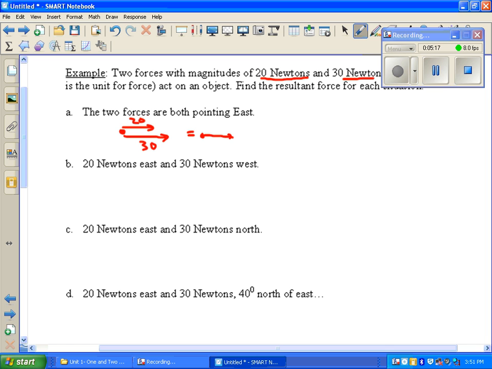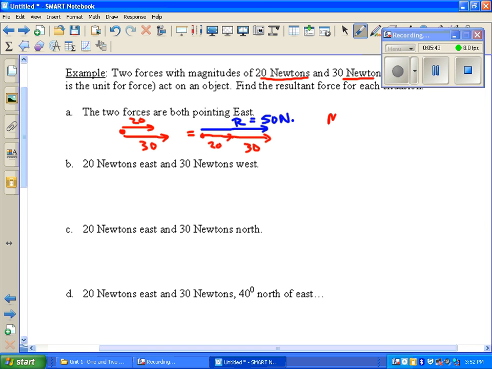So here's my origin. I have the 20, and then I'll move the 30 to the end of it. Now my resultant is from the origin to the tip of the last vector. So there's my resultant. And how long is that thing going to be? I don't have to draw it to scale to know that that is going to be 50 newtons. So it's pretty straightforward, and it makes sense. If they're both pulling in the same direction, they're going to work together, and you're going to add them. Okay, so we're going to make a note of this.